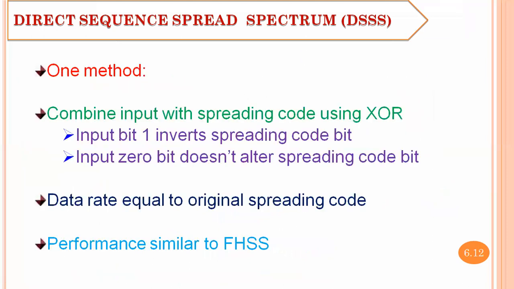One method is to combine the input with the spreading code using an XOR gate. Input bit 1 inverts the spreading code bit, whereas input 0 bit doesn't alter the spreading code bit. So the data rate will be equal to the original spreading code, and performance will be similar to FHSS. So this method uses the XOR gate on 1 bit, and 0 bit doesn't alter.